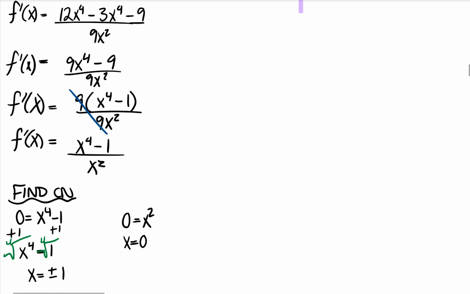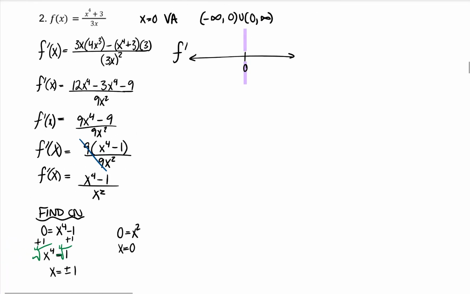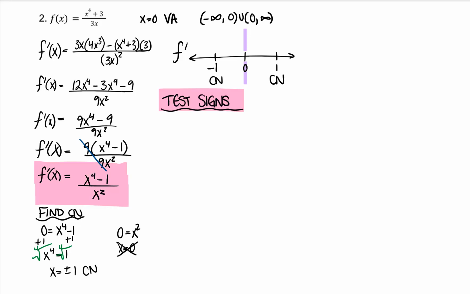But remember that 0 was a domain restriction. 0 was a vertical asymptote, so it cannot be a critical number. Therefore, our only critical numbers are at -1 and +1. Let's determine the signs of f prime on each interval by plugging in a number to the left and right of our critical numbers and domain restrictions.